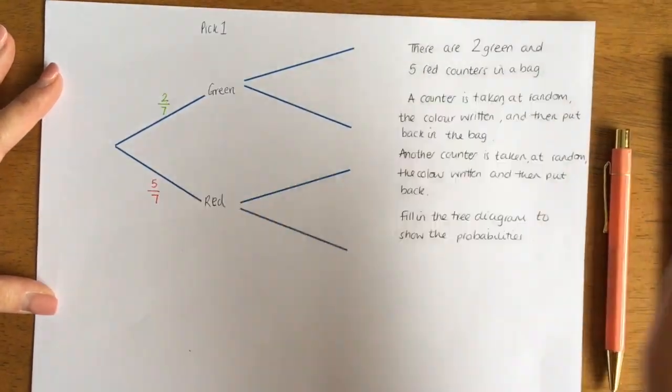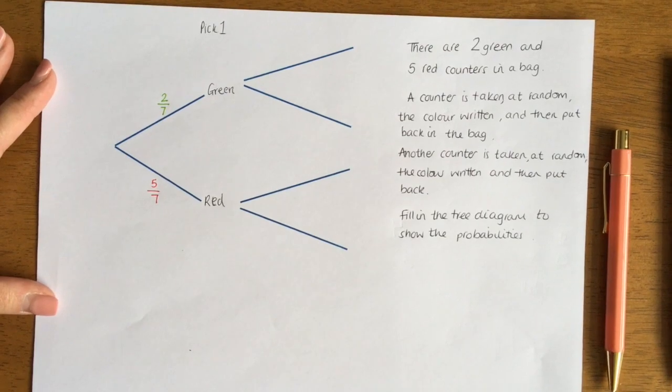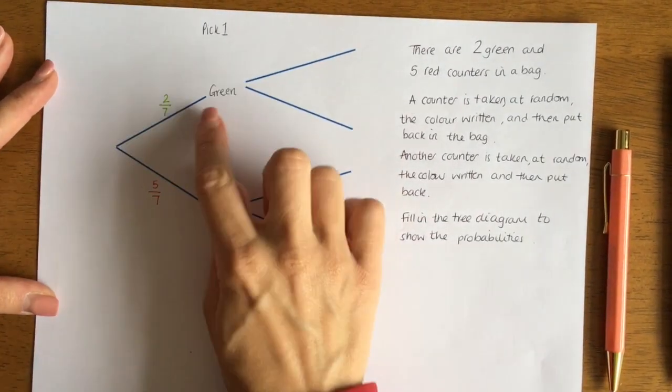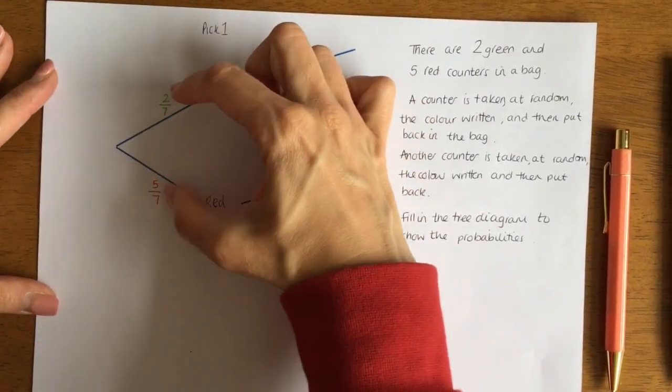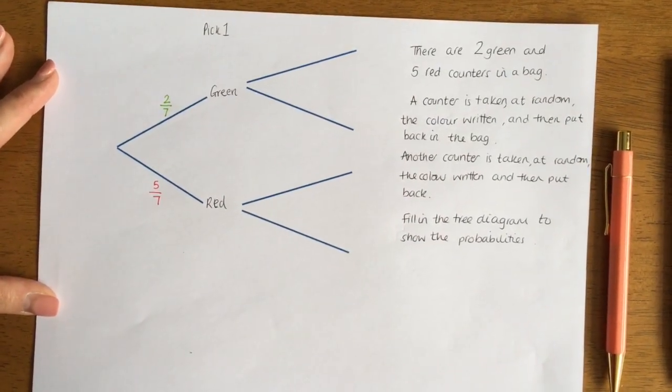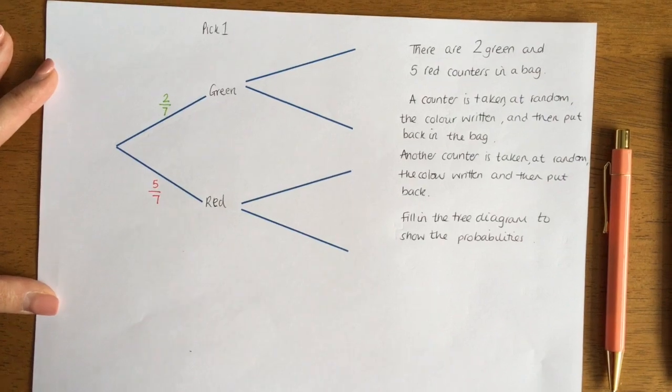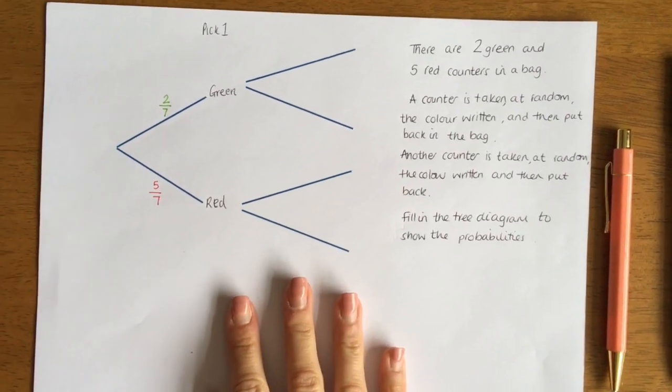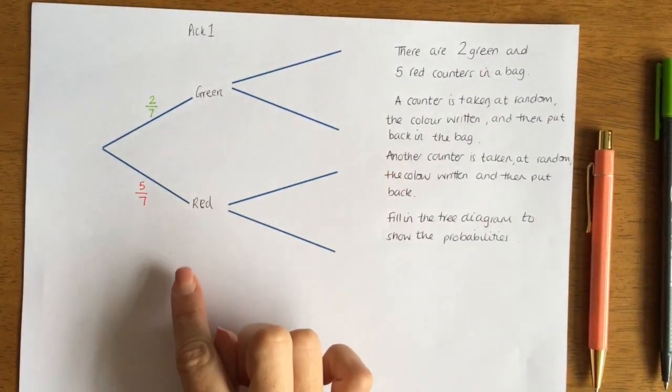What's really important when you're doing these tree diagrams is that these 2 branches, the 2 that are attached, the probabilities have to add up to 1. If they don't add up to 1, it's not right. So that's what I can get when I do pick number 1.